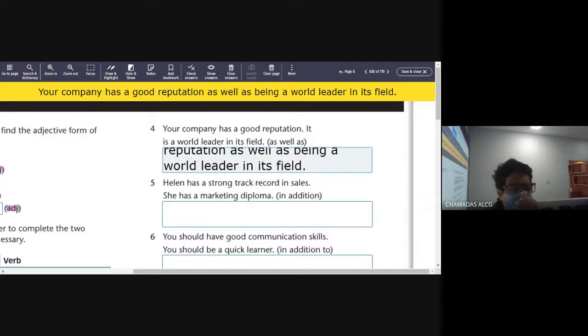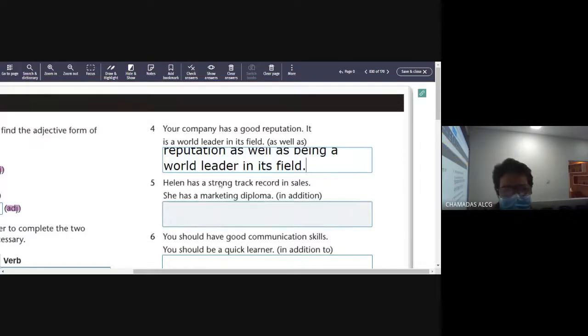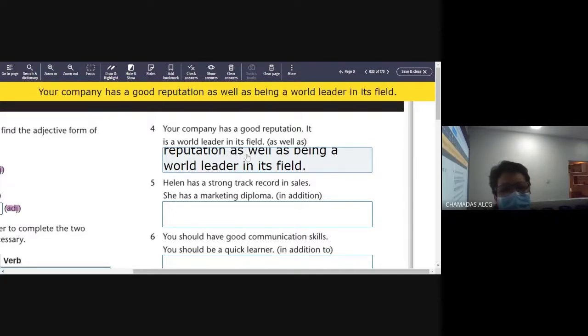Remember, we saw in the tip, as well as, with -ing after that. So I could also put it like this: as well as having a good reputation, your company is a world leader in its field. I think it's even better. Okay? You can start with as well as. So here I put, your company has a good reputation as well as being a good leader in its field.